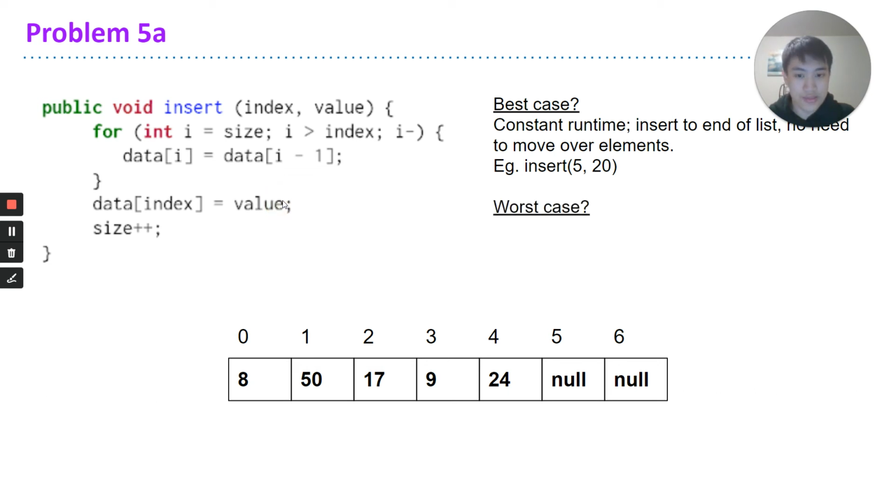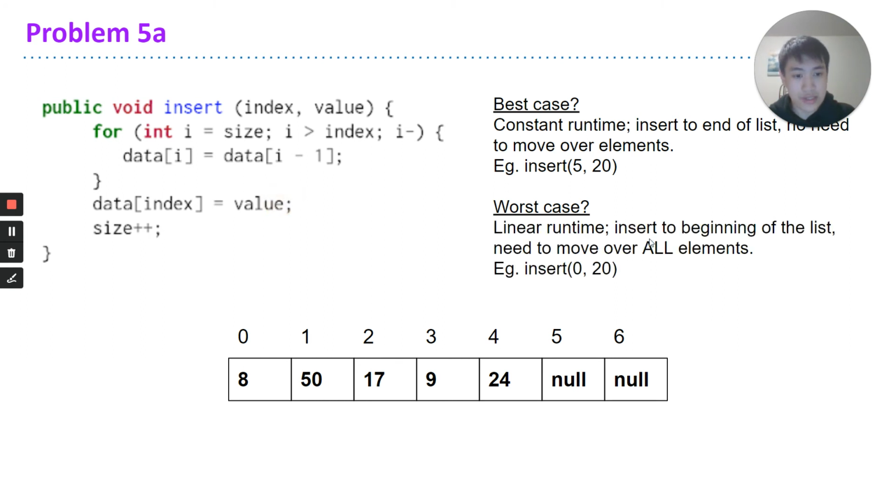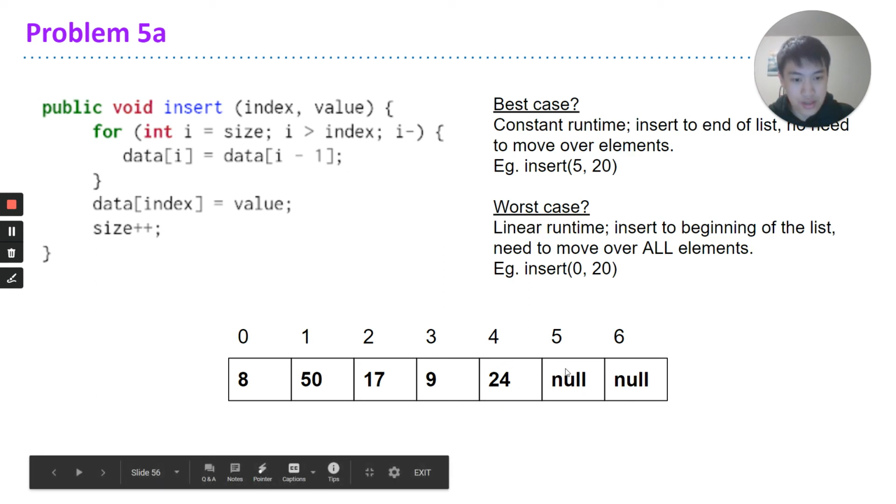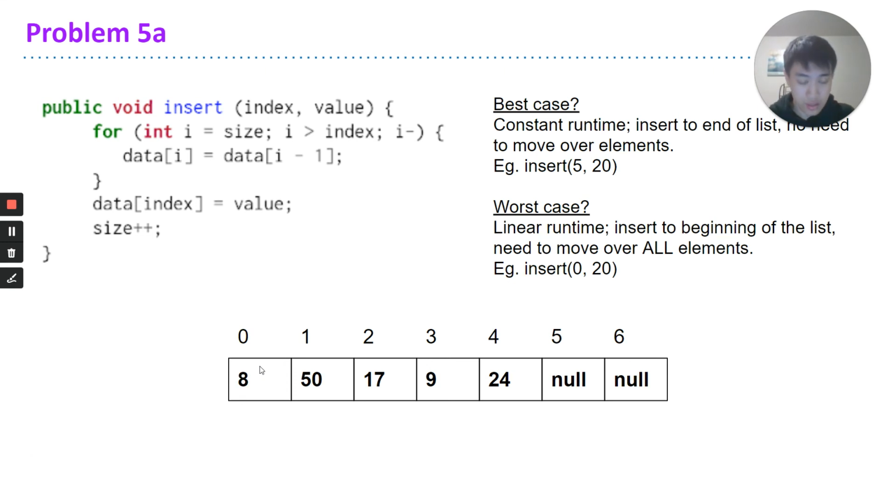So how about the worst case? The worst case is going to be a linear runtime. We insert at the beginning of the list, which means that I have to move all the elements, or in other words, it will be the entire size of my list. So if I do insert 0, I start from here, and I have to start from 5 there, and I move over 9, move over 15, move over 50, move over 8, and then insert here. Right? And so it costs me essentially linear time.